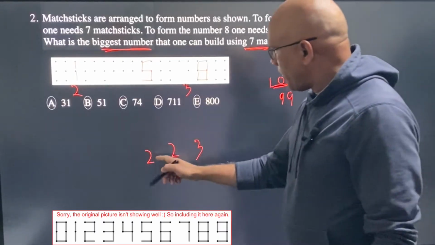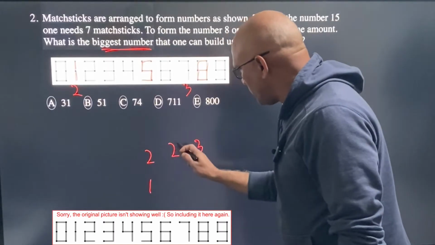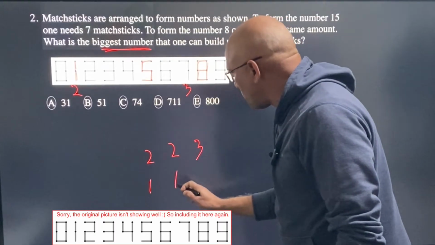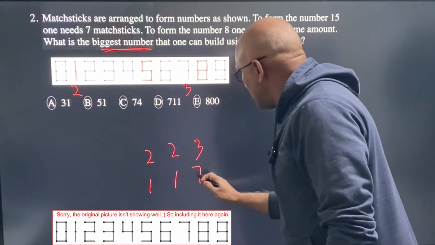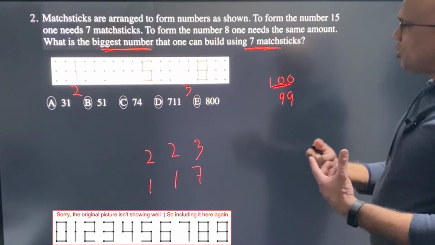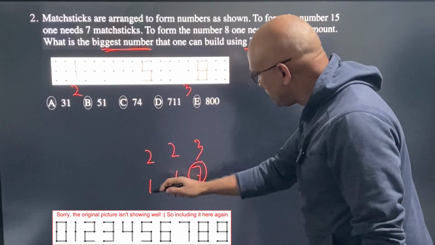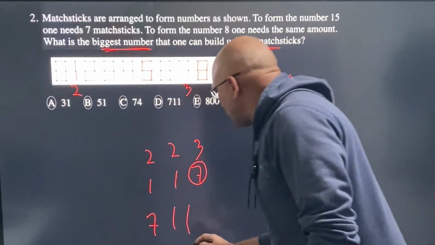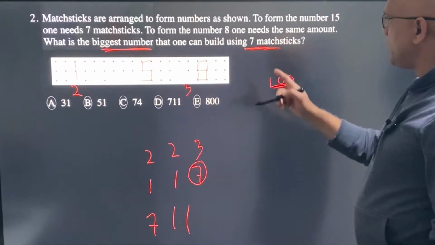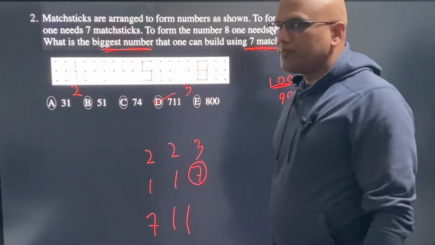Alright, so with 2 matchsticks, I can form the number 1. With another 2 matchsticks, I can form number 1. With 3, I can make the digit 7. Alright. And I want the number to be the biggest, so I want the biggest digit to the left. So my number is going to be 711. So this is the biggest number we can make using 7 matchsticks. Then the correct choice is D.